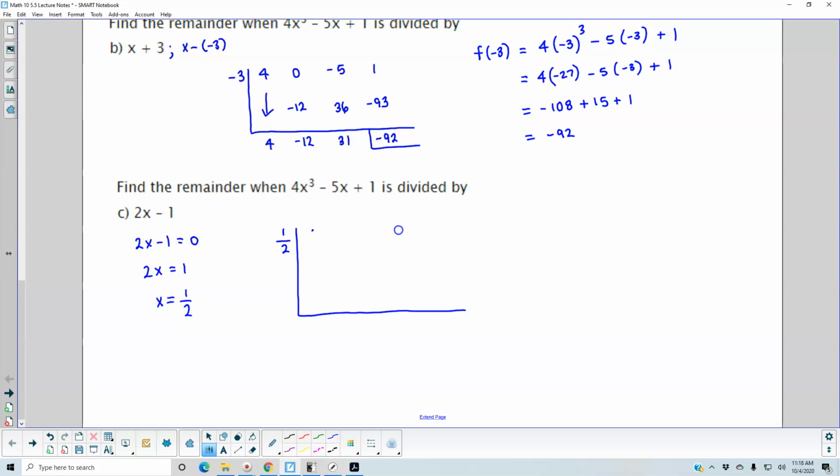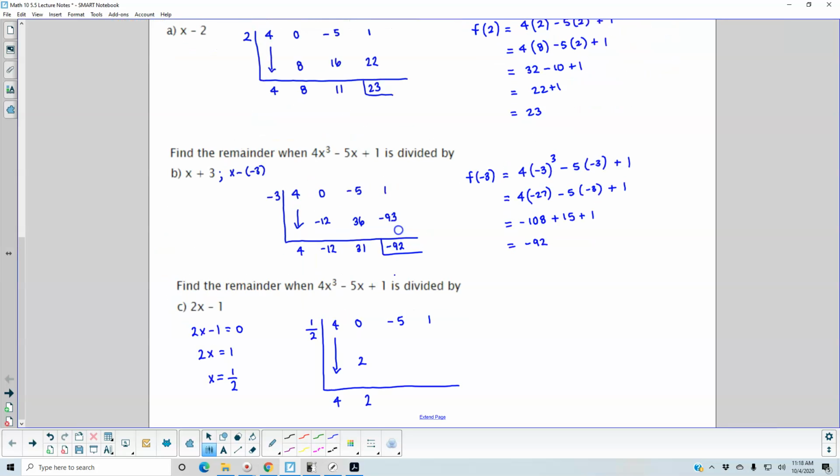And then again, we're going to use our coefficients. So we have 4, the missing term is 0, -5, and then 1. So we're going to bring down the 4, and we're going to say 1/2 times 4, or what is 1/2 of 4? Well, 1/2 of 4 is 2. And then 0 plus 2 is going to give us 2. Now, what's 1/2 of 2? Or 1/2 times 2 is going to give us 1. Okay? And then -5 plus 1 is going to give us -4. And then what's 1/2 of -4? Well, that's going to give us -2. And therefore, 1 plus -2 is going to give us -1 as the remainder.